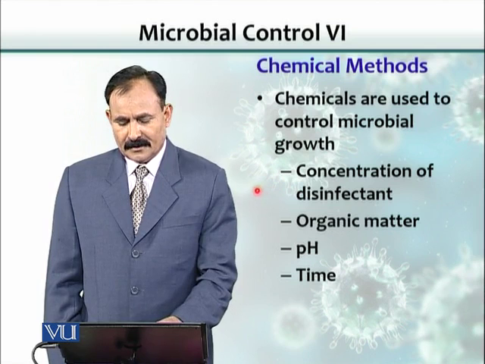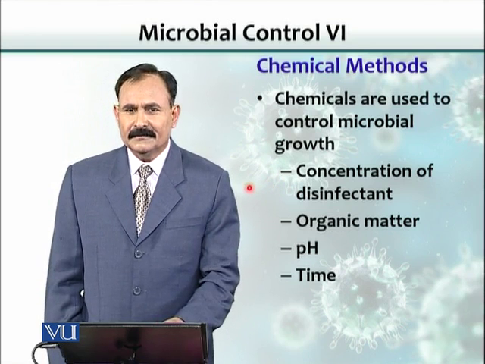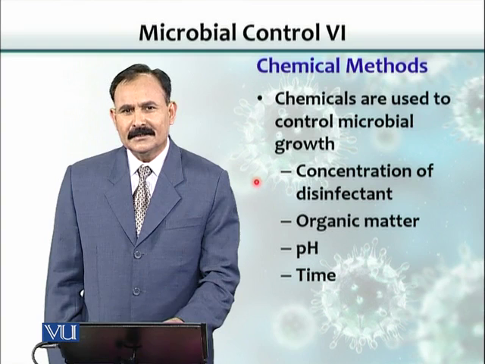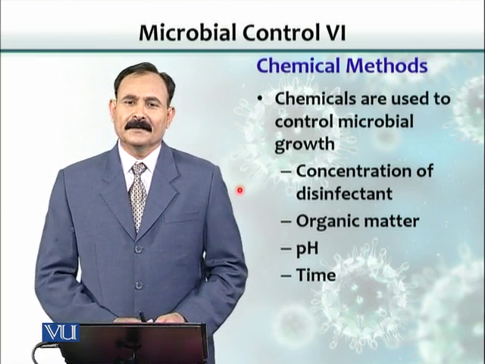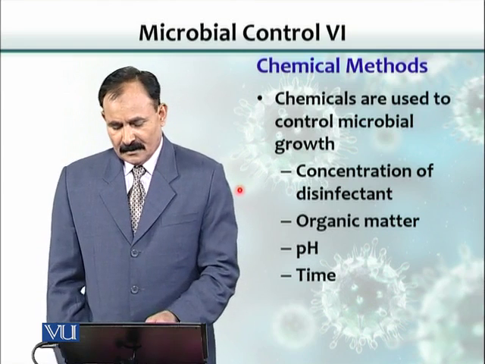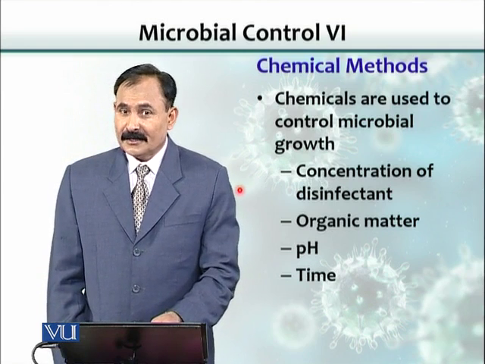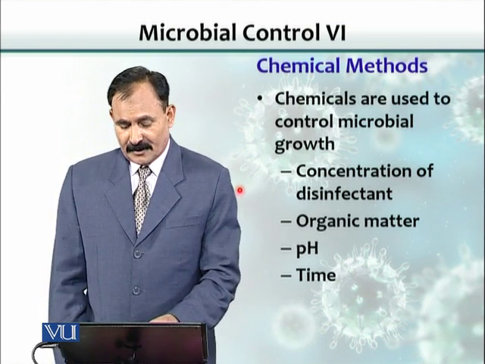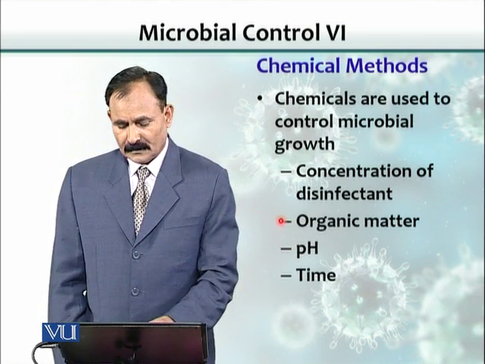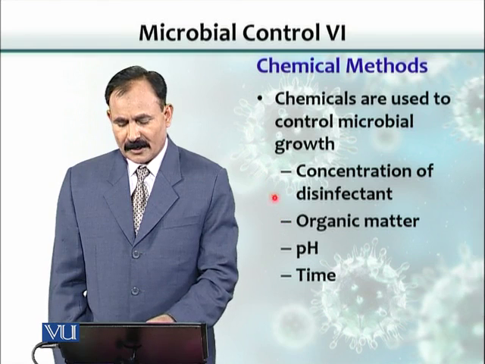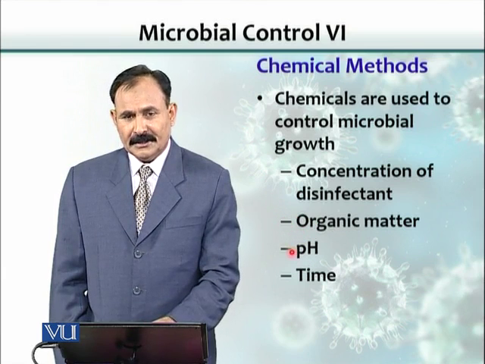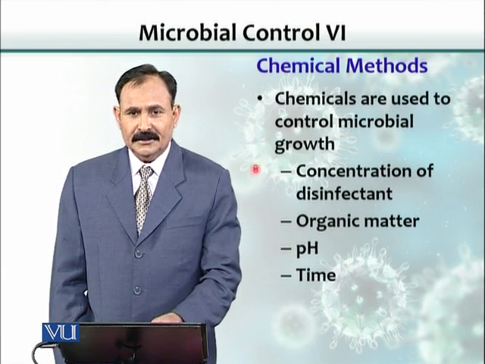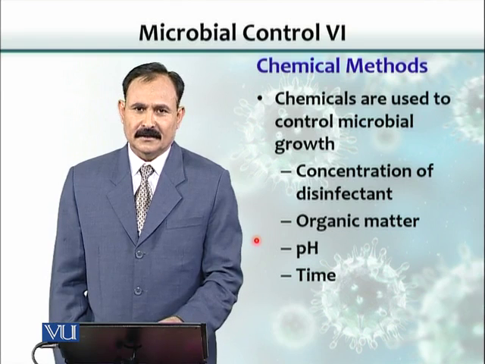Sometimes the chemicals achieve sterilization, but most of the time it is disinfection. That means most of the time when we use chemicals, especially on the skin or on objects, it is disinfection. But there are situations where they can completely eliminate the organisms. The presence or absence of organic matter, pH, and time are the factors that influence their efficacy.